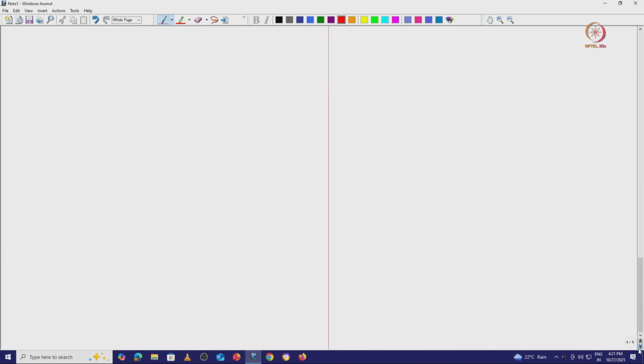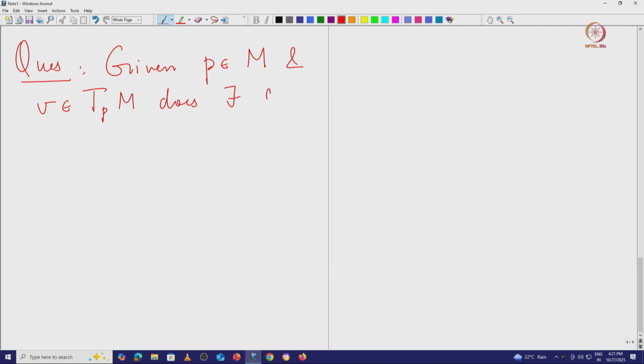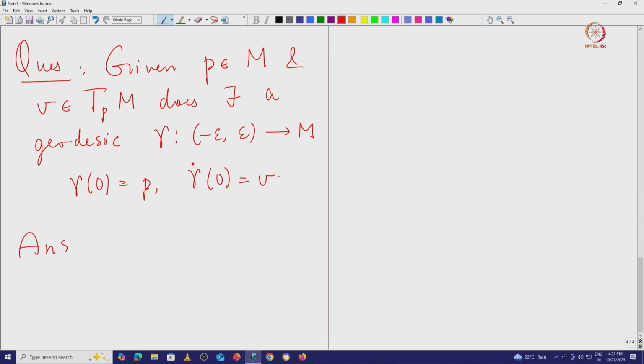All right. So a question that we would like to address is, given a point p in M and a tangent vector at that point, does there exist a geodesic gamma, let us say from minus epsilon to epsilon, such that gamma of 0 is p and gamma dot of 0 is v, and the answer is indeed yes, and it's in fact unique. Okay, and this is what we will prove in the next lecture.